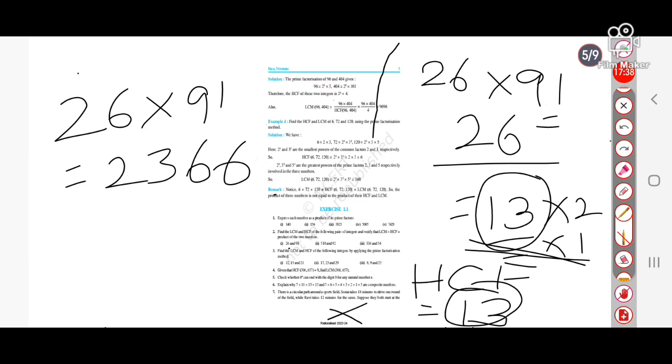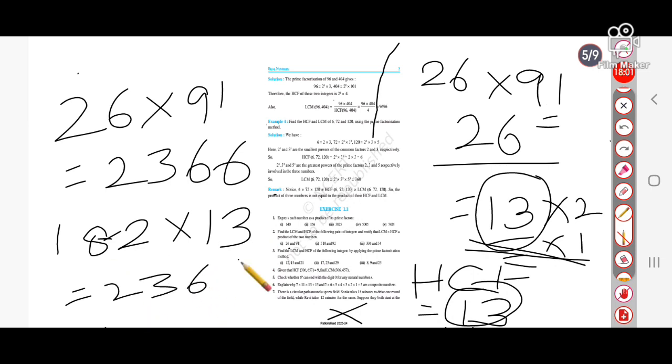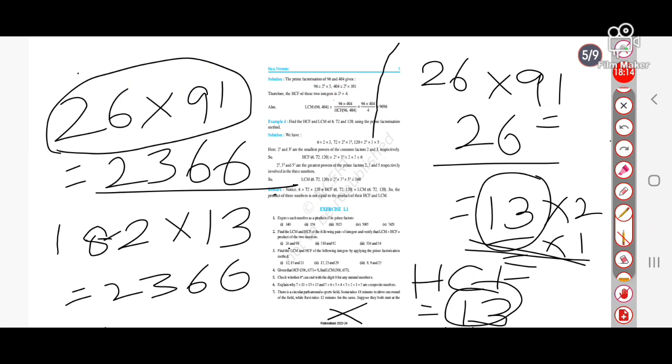Okay, now according to the question, we need to multiply the answer which we got, that is 182, our LCM value, and 13, our HCF value. Okay, fine. So what we arrive at is the same value, 2366. You can check it with your calculator, or do it by mental calculation, or in your notebooks, wherever. You just cross-check whether you get 26 cross 91 as 2366 and 182 cross 13 as 2366.